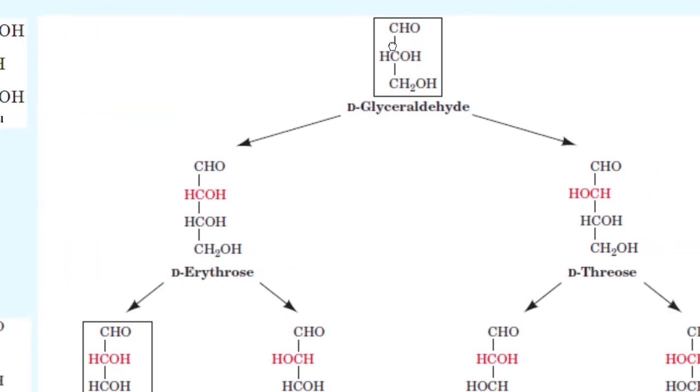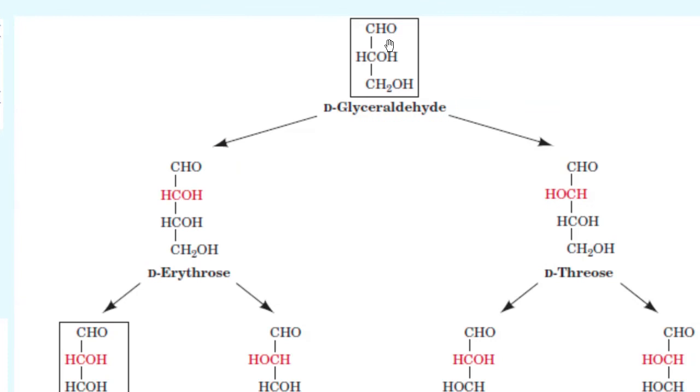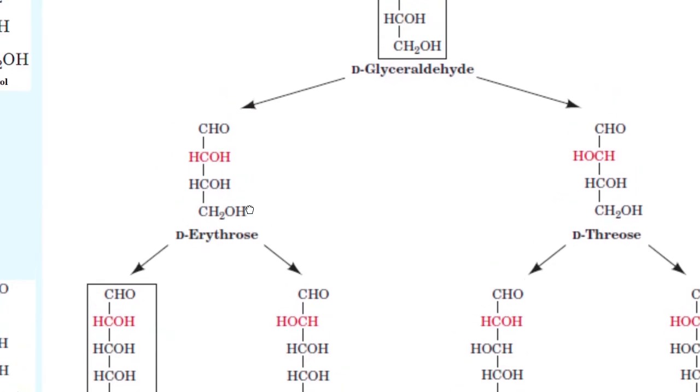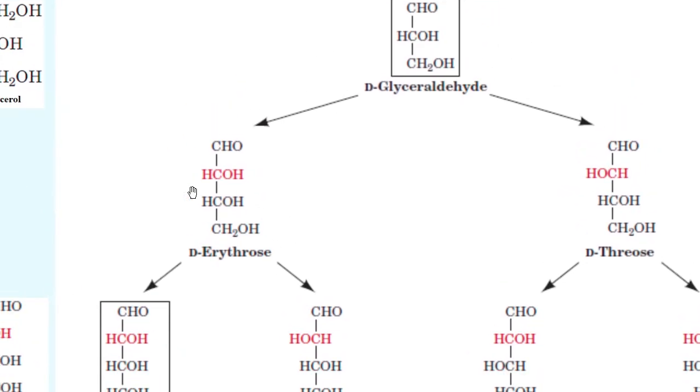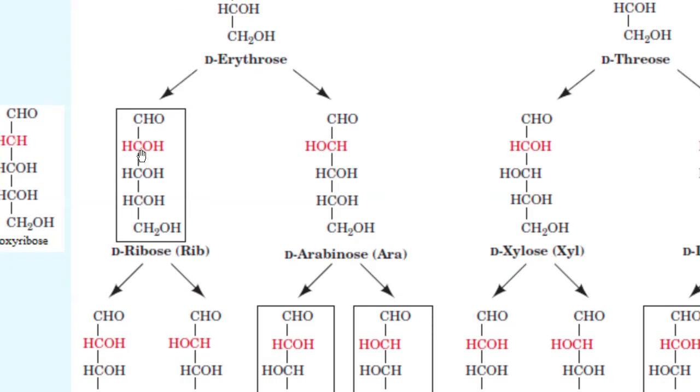Phosphorylated forms of glyceraldehyde are important intermediates of glycolysis. The next are aldotetroses. To the structure of glyceraldehyde, add CHOH, shown in red color, and it will become erythrose, an aldotetrose. Add another CHOH to make it a 5-carbon sugar, ribose.